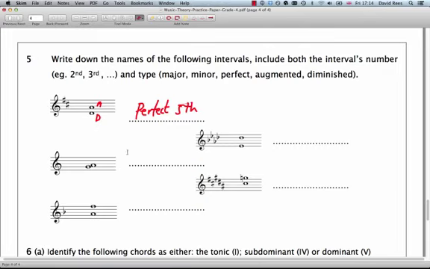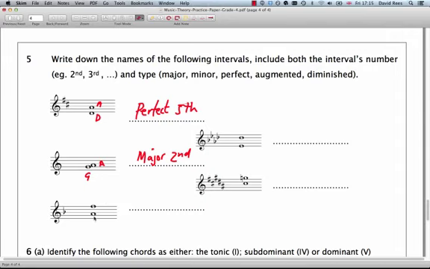Okay, moving on to this next one. This one looks quite friendly as well. We've got a G here and we've got an A here. So very easy to work out the size of the interval because of course it's just 2 notes counting the bottom and the top, no space in between them at all. So this is going to be some kind of second. And the next question we ask ourselves, is there an A as the second note of G major? Yes, there is. So it's a major second. Okay, very easy so far.